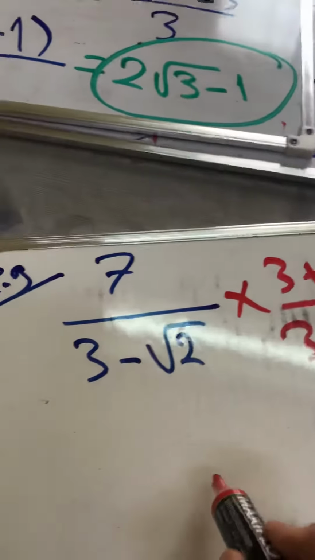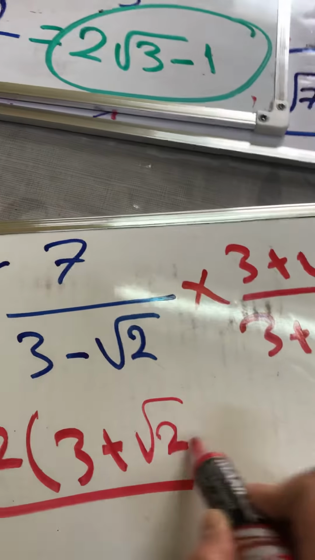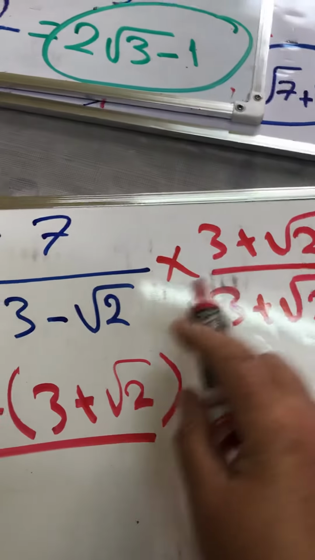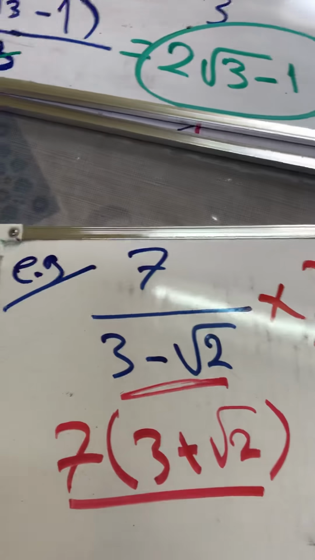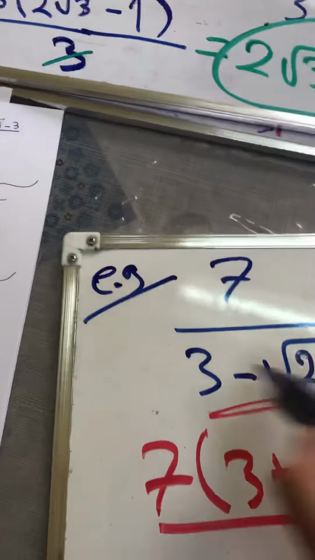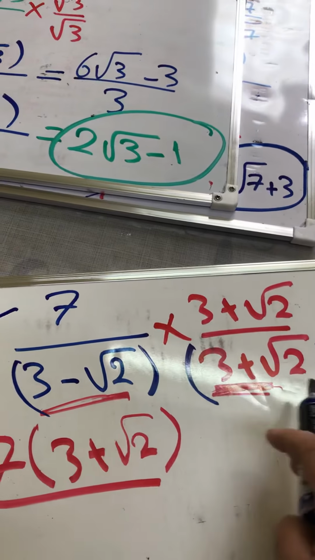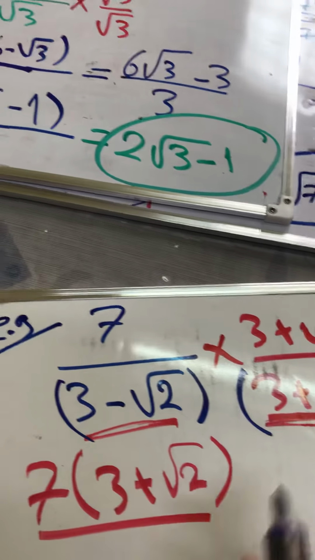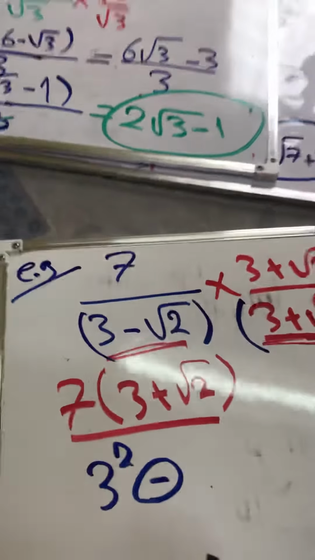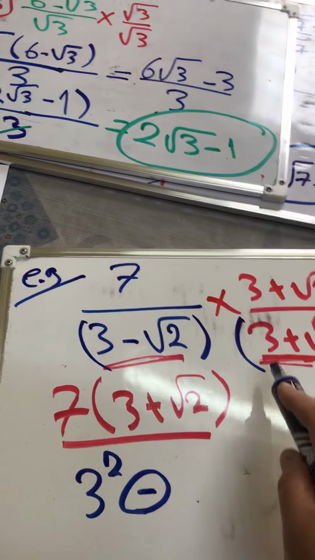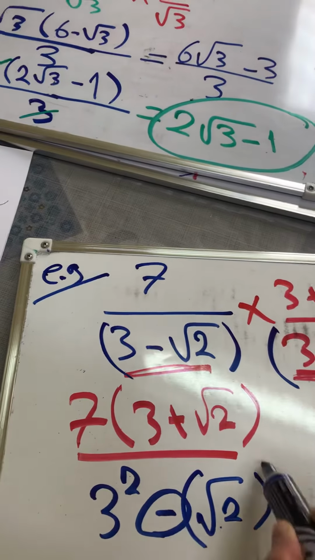Okay, so now I have 7 open brackets, 3 plus square root of 2. Please, if you have two terms, open brackets. And down. Do you remember this case? I'll put them between brackets like this. Do you remember this case? I have the two brackets exactly the same, but one positive and one negative. So it will be the first square minus the first square, which is 3, minus the second square, which is square root of 2 squared.